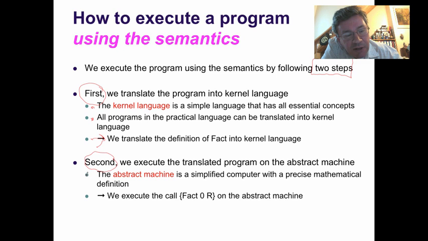The abstract machine is a simplified computer. It's not a complicated computer like an Intel processor, a Core i5, whatever. No, it's a simplified computer with a completely precise mathematical definition. So what we're going to do is execute our call, for example, factorial 0, and this becomes a procedure because it's kernel language. We will execute this on the abstract machine. And then we will be able to fill in the blank in our proof.